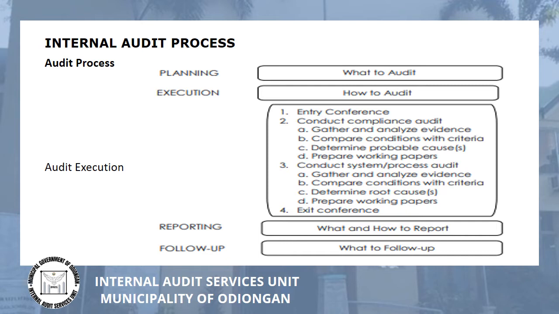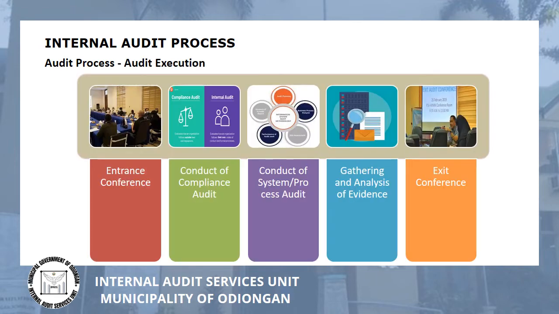Then followed by conduct of systems or process audit, or the operations and management audit, wherein you gather and analyze evidence, you compare the conditions with the criteria, and then determine the root causes. So we could use the 5 whys or fishbone diagram, and then prepare working papers. So the end of the execution phase is having the exit conference wherein you discuss the audit findings. We will discuss them one by one.